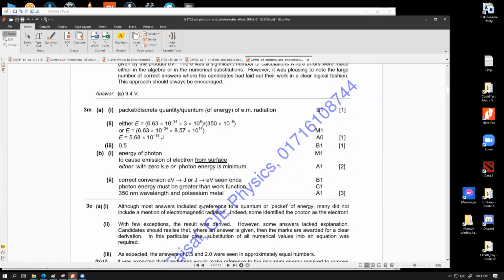Although most of the answers seem to be referenced by a quantum or packet of energy, many did not include the mention of electromagnetic radiation. Exactly. So this part is what the examiners were missing out on. Indeed, some identified the photon as the electron. Okay, that's wrong. Sir, do we have to specifically mention electromagnetic radiation?